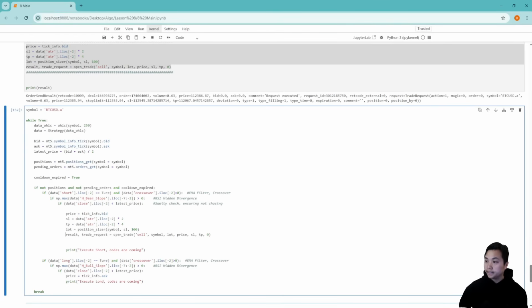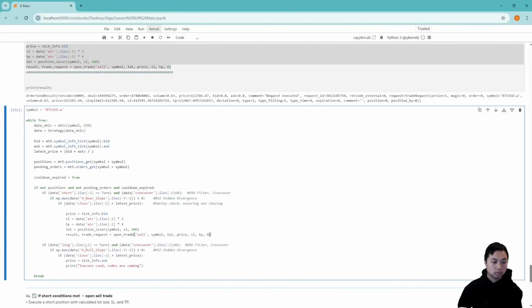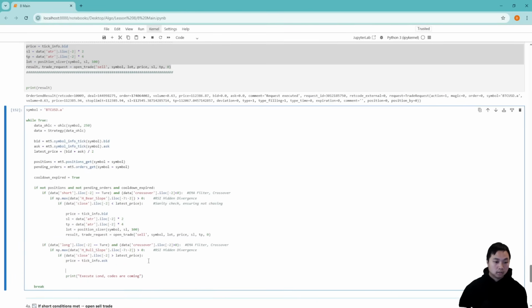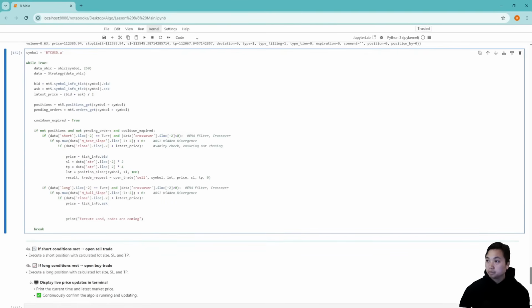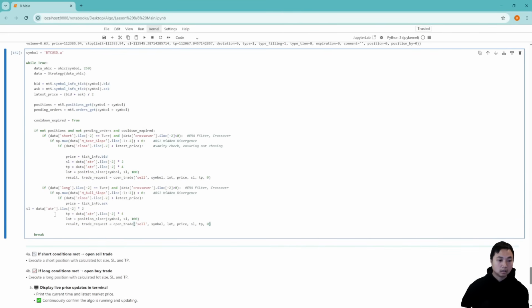And similarly, we can set up the execution for long. Long, basically they are the same, except that we're buying it instead of selling it. So we go to buy.